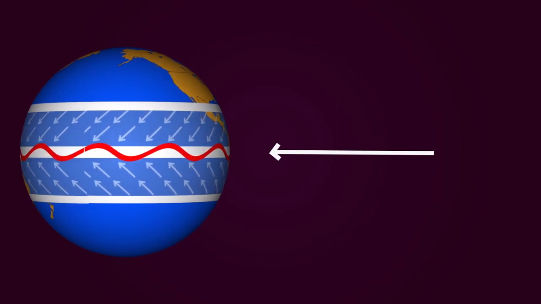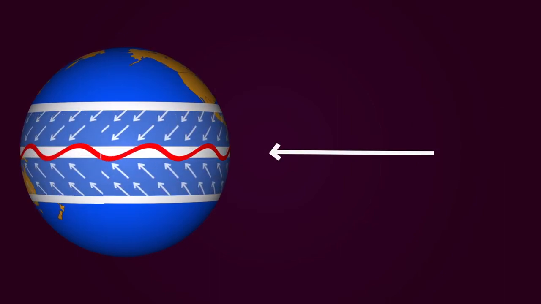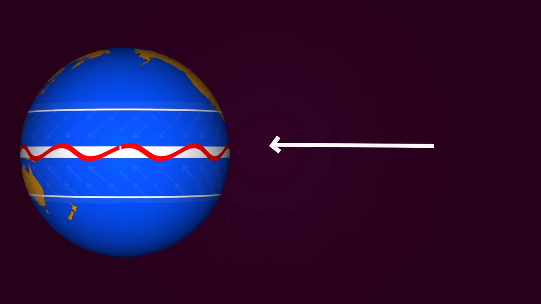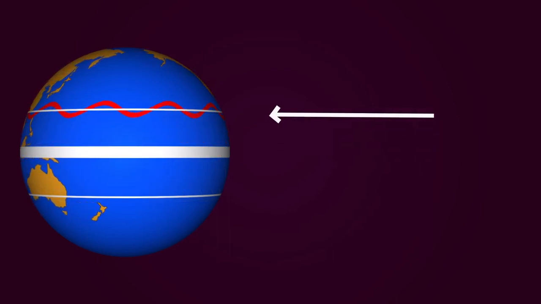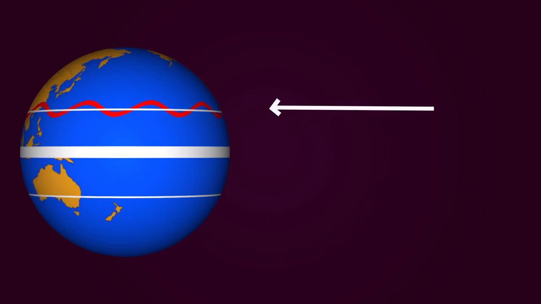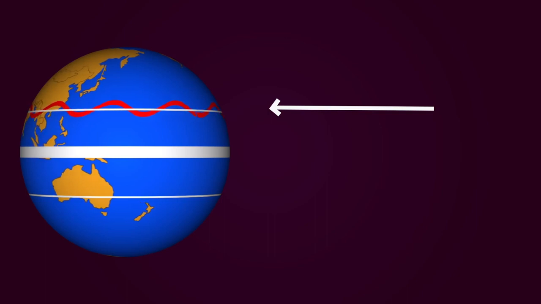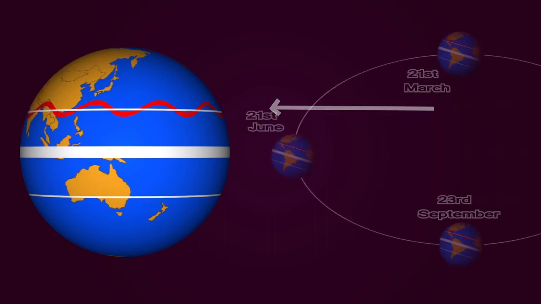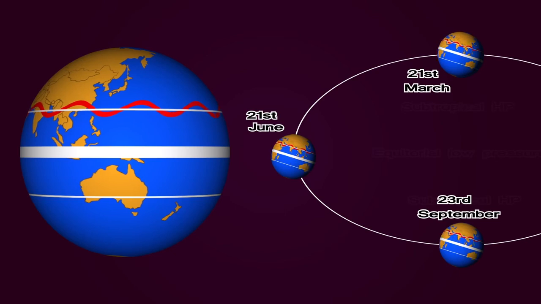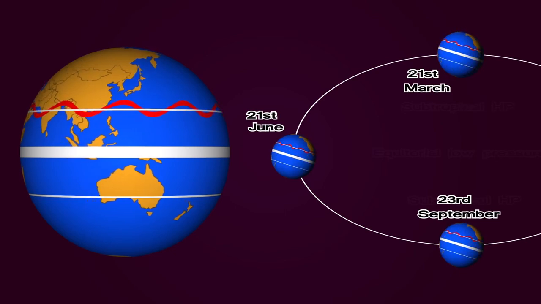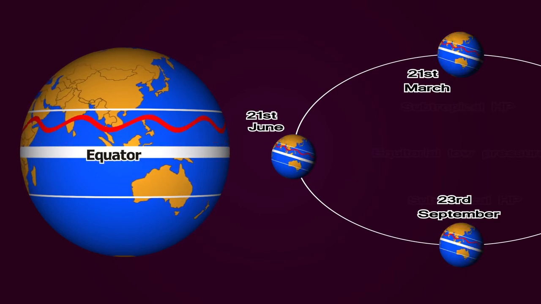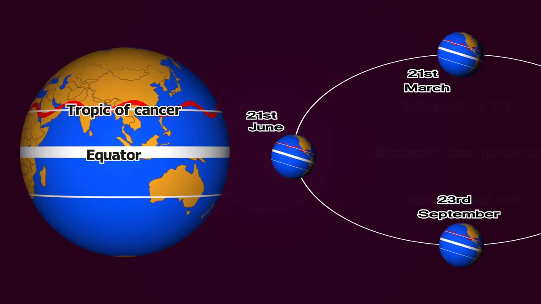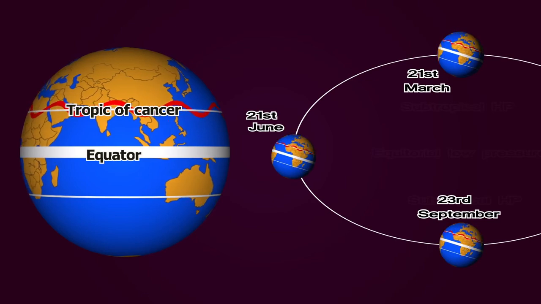So from 21st March till 23rd September, the vertical rays of the sun fall in the northern hemisphere, and the apparent movement of the sun is in the north. Now this shifting of the ITCZ zone is very useful, and it brings rain in India. So from 21st of March till 21st of June, we have seen that the apparent movement of the sun is from the equator towards the Tropic of Cancer, and the Tropic of Cancer passes through the middle of India.